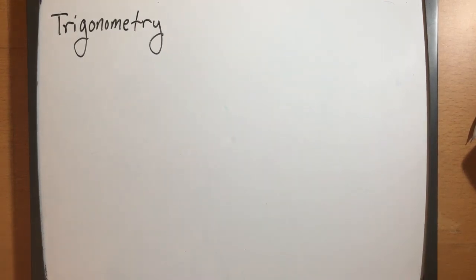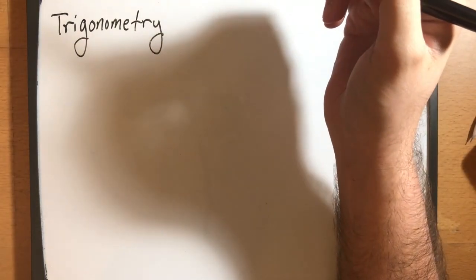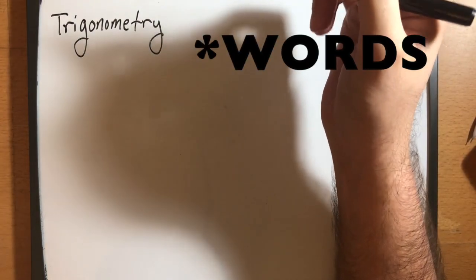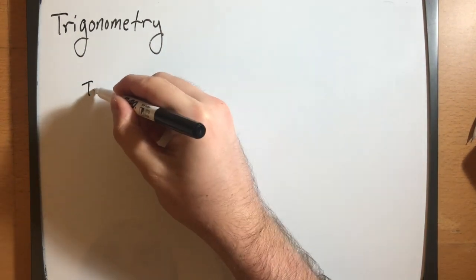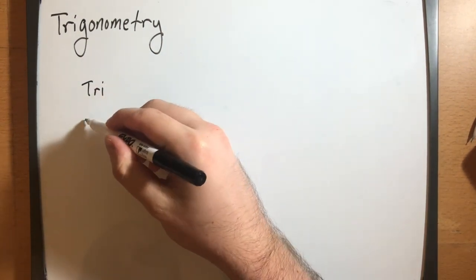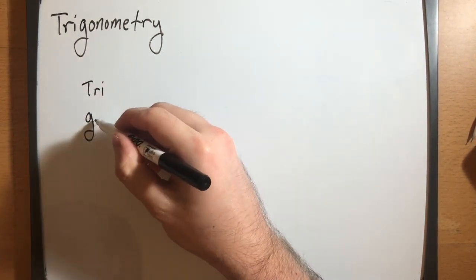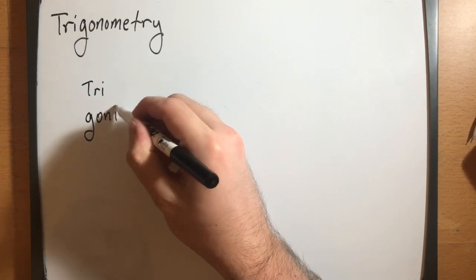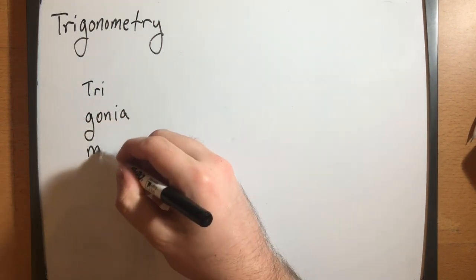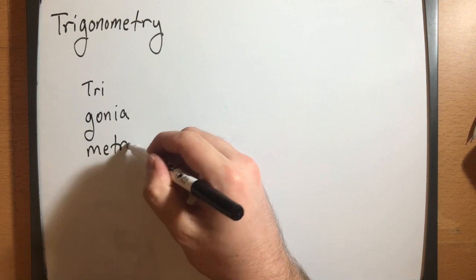Hello, and welcome to the first video lesson on trigonometry. Let's break down the word trigonometry. This can technically be broken down into three Greek parts: tri, gonia, and metron.